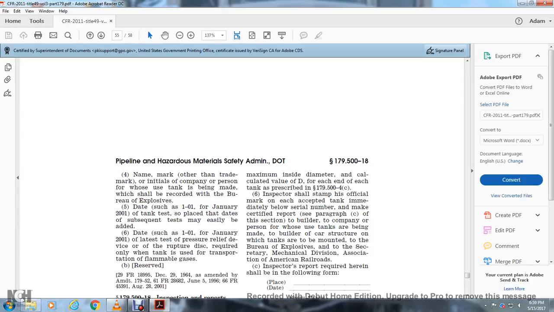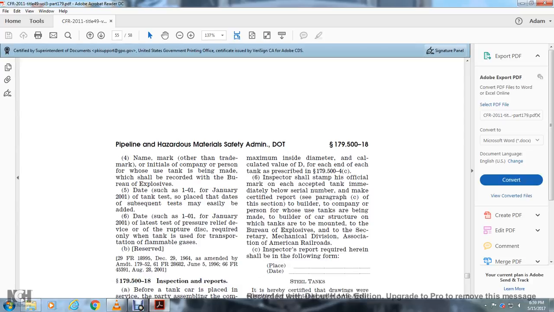Latest test of the pressure relief device or rupture disc is required only if the tank was used in the transportation of flammable gases. B. Reserve.